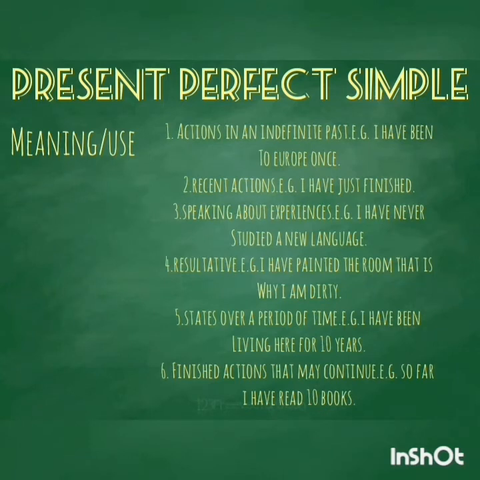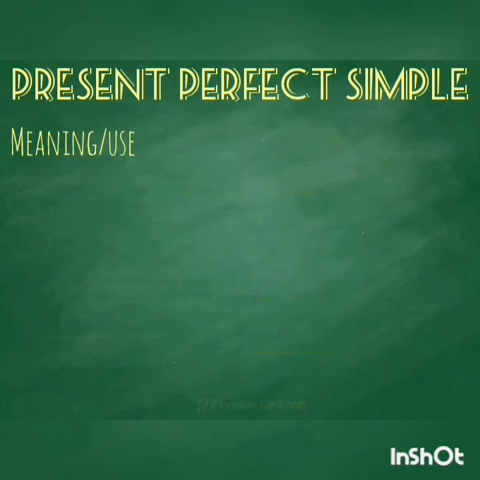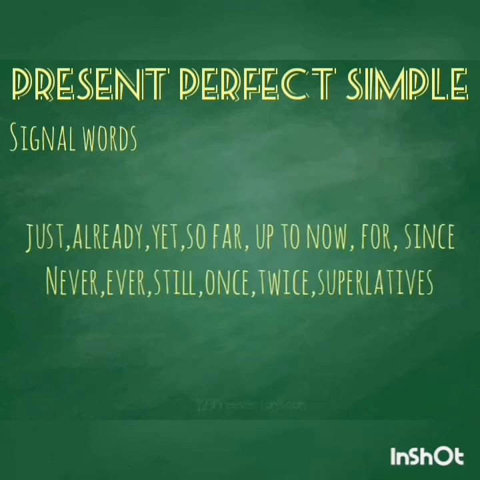The main uses of the present perfect simple are referring to actions in an indefinite past, speaking about recent actions, describing actions with the present result, which is known as resultative, speaking about states over a period of time, speaking about experiences, mainly using cardinals and also superlatives, and finished actions up to a point in the present and that may continue in the future. The signal words are the ones that you can see below.